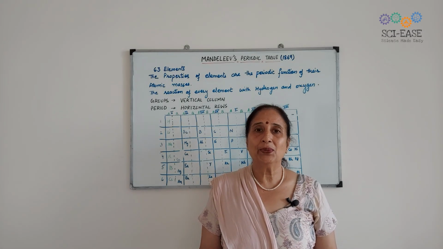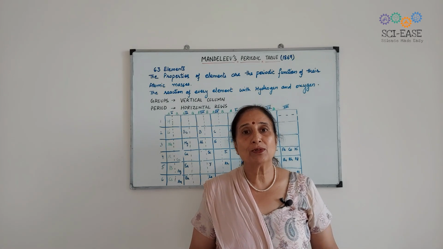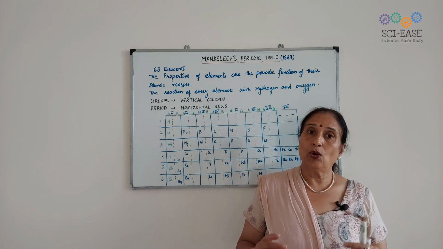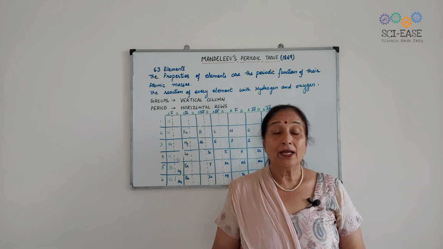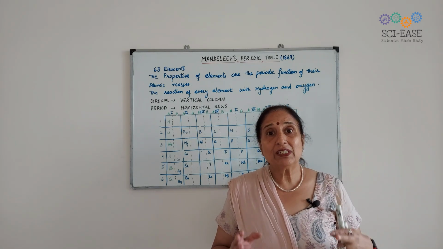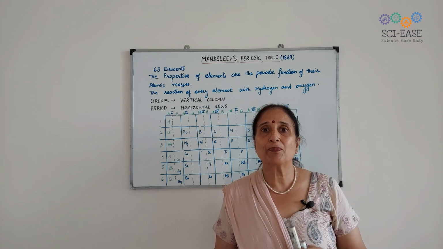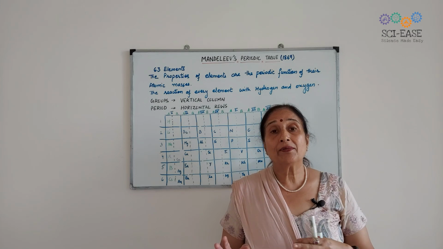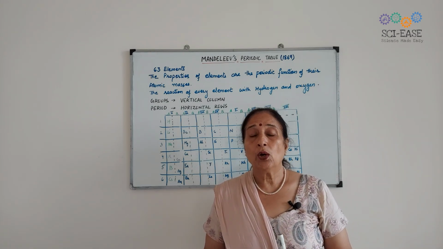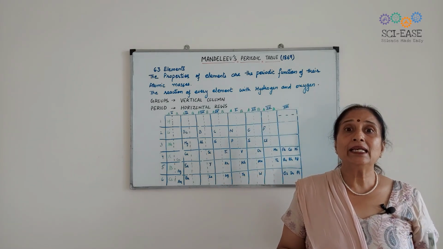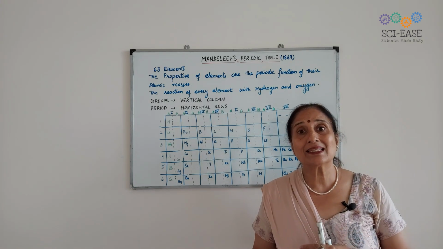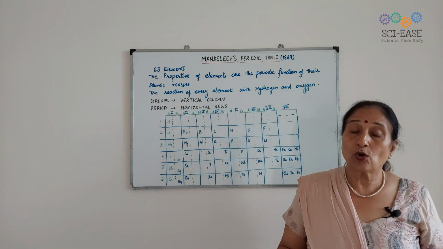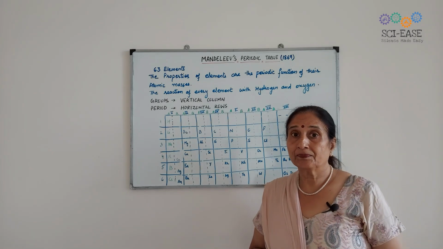In the last video, we discussed the Daubigner periodic table and Newland's law of octaves. Now in this video, we will study Mendeleev's periodic table. Mendeleev was a Russian chemist who in the year 1869 gave a periodic table which has contributed a lot.